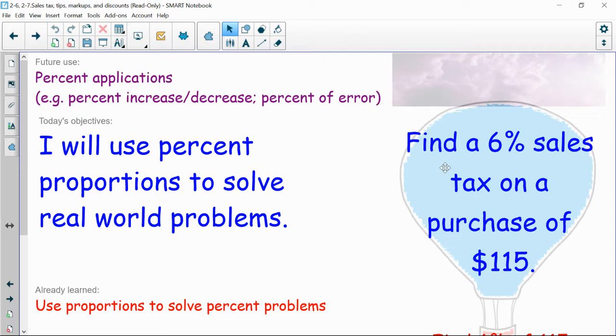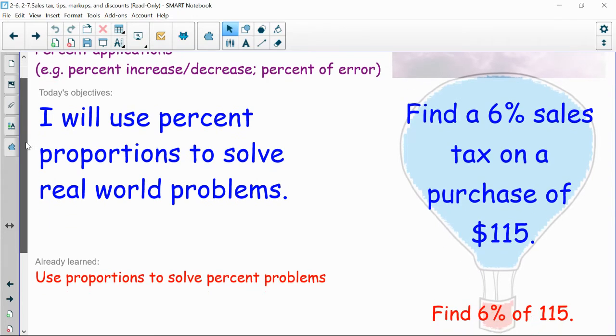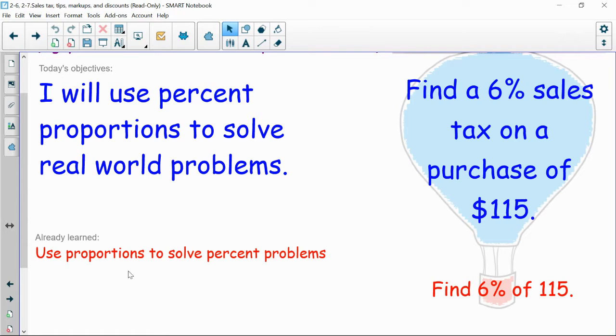Right, a situation that we will see is find 6% sales tax on a purchase of $115. The other reason why we want to use this is for when we're going to get to more percent applications, percent increase, decrease, percent error. Something we already know how to use is proportions and using our cross products to set up a one-step equation to solve. Okay, so one way this could be said is just find 6% of 115.